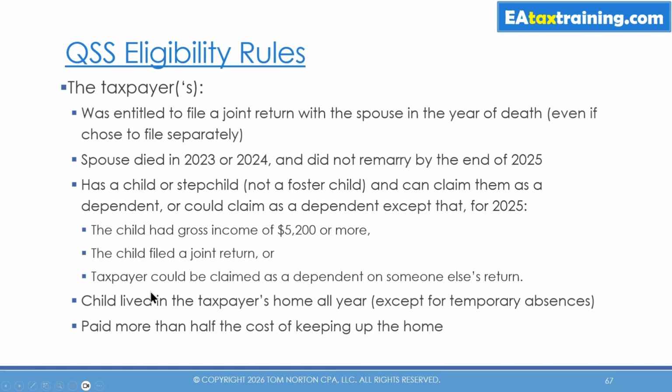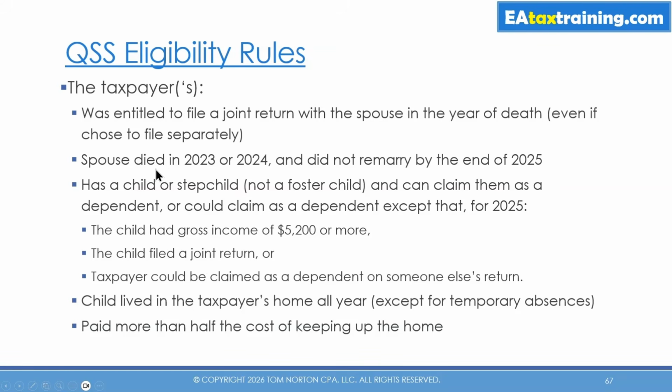Next requirement is that that child or children lived in the taxpayer's home all year. So it's not just more than half the year. They have to have lived in the home all year. But again, we don't count temporary absences against them. If they're away at school or for work, that does not count against them. They're still considered to be living in your home. And you have to have paid more than half the cost of keeping up the home. So if you meet all of that criteria, then you are a qualifying surviving spouse.